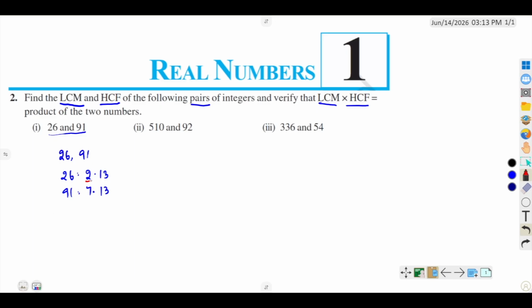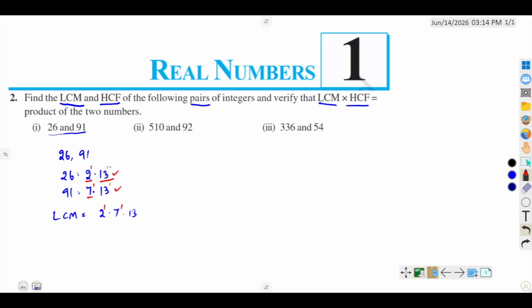Now to find the LCM, take the non-common factors, that is 2 and 7. These two are non-common in both, and 13 is the common factor in both numbers, right? So to find the LCM, I will write the non-common factors first, then I will write the common factor 13. So 2 and 7 are non-common in both. So I will take the powers as is. So 2 power 1, 7 power 1.